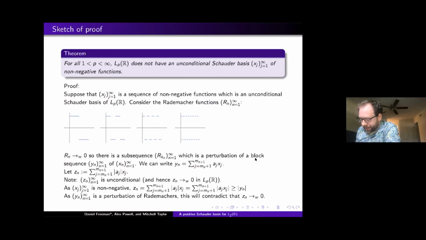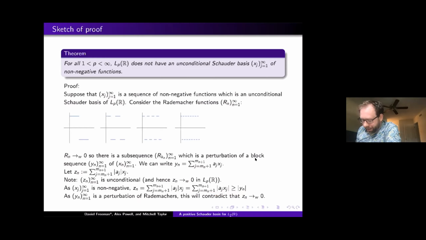And as our sequence x_j is non-negative, the absolute value of just the coefficients is the same thing as the absolute value of the coefficients times the vector. And so this is the key point where we use that the x_j's are positive vectors, because then the absolute value of a coefficient times the vector is the same thing as the absolute value of the coefficient times the vector. And then now, this is going to be bigger than y_n, because the absolute value of y_n is just the absolute value on the outside. And so by triangle inequality, this is bigger.